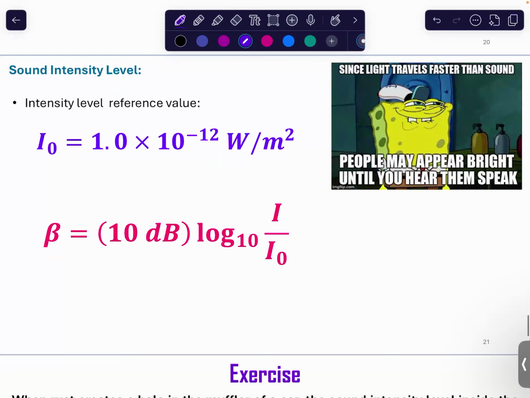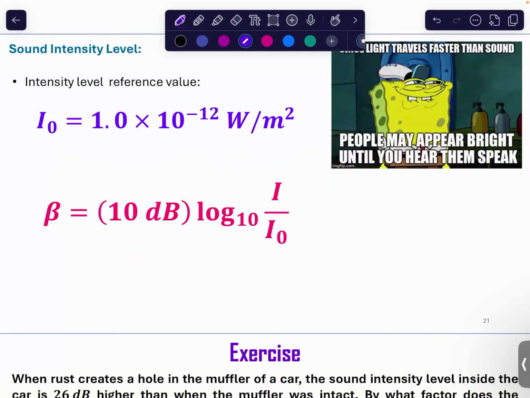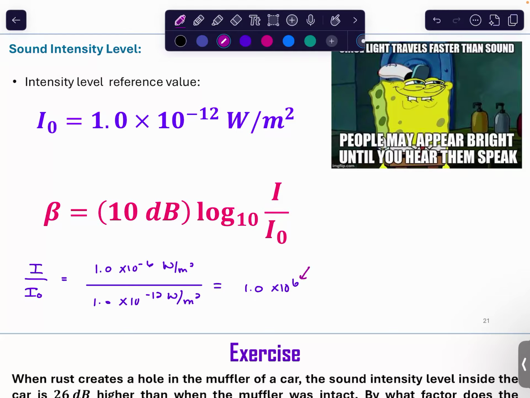So for example, another way you can look at this in the problem we just solved: if we just did I to I0, that ratio, remember in the problem it was 1.0 times 10 to the negative 6 watts per square meter, over our reference value, this is going to give you a value of 1.0 times 10 to the negative 6. What you can do is look at that 6 there. That's 60 decibels. The difference is 60. So the ratio between those two is 60 decibels.